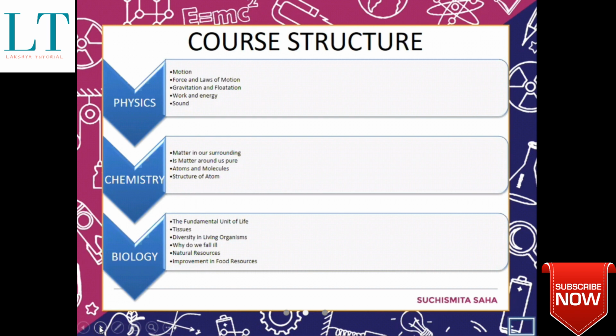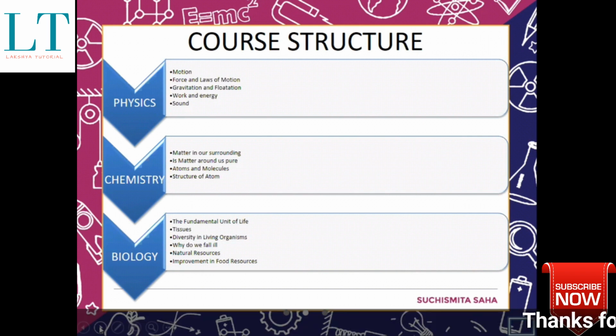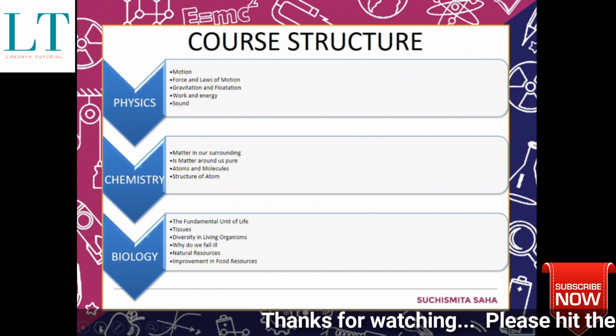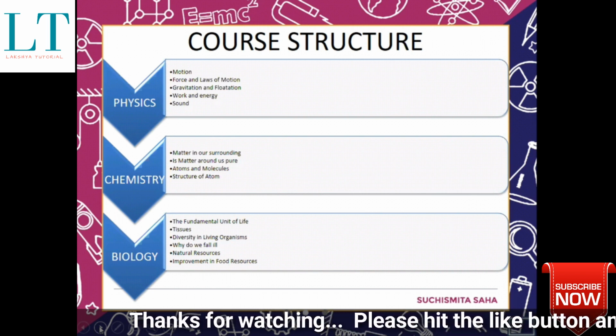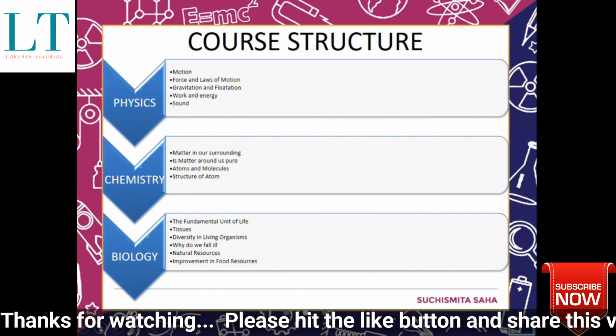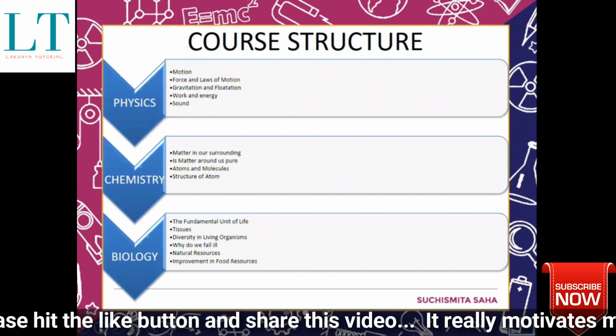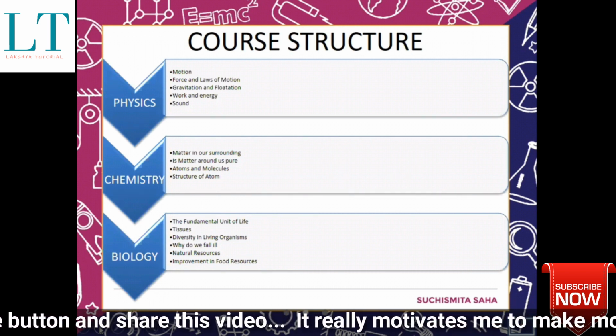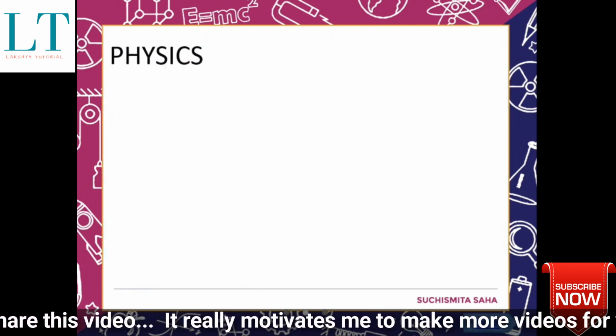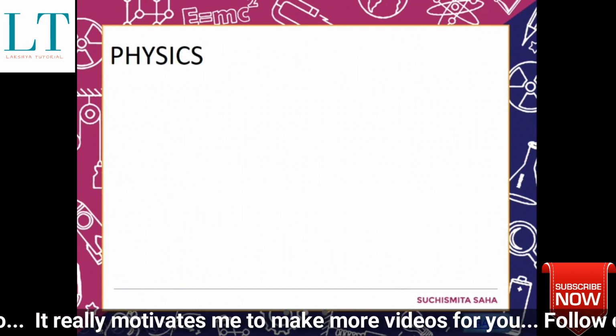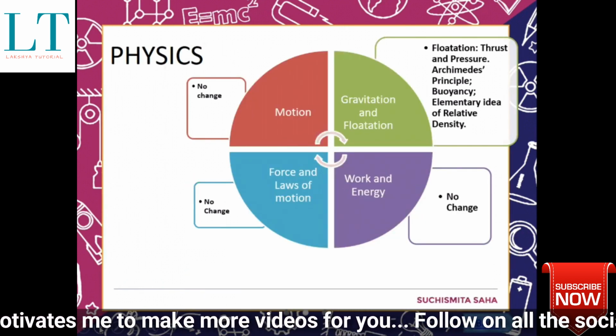In the chemistry part, we have matter in our surroundings, is matter around us pure, atoms and molecules, and structure of atoms. In biology, we have the fundamental units of life, tissues, diversity in living organisms, why do we fall ill, natural resources, and improvement in food resources.